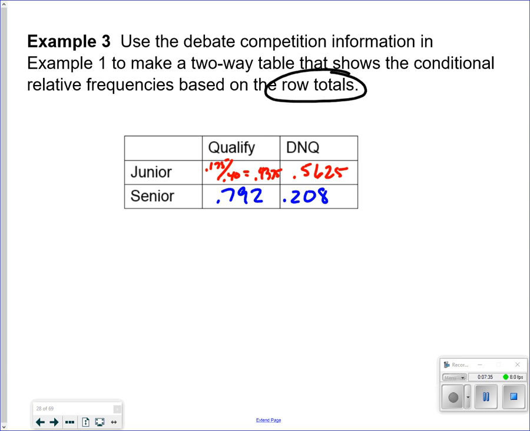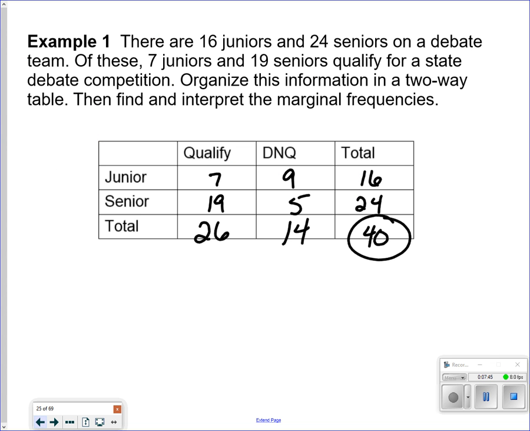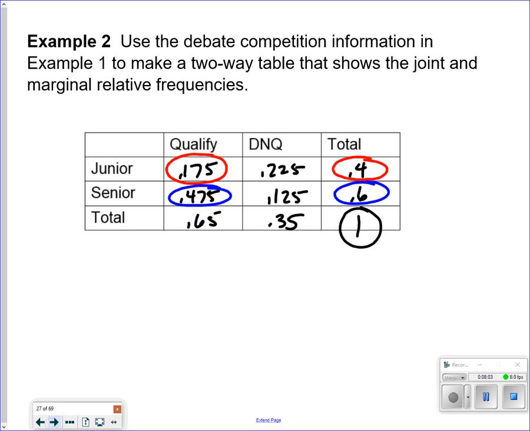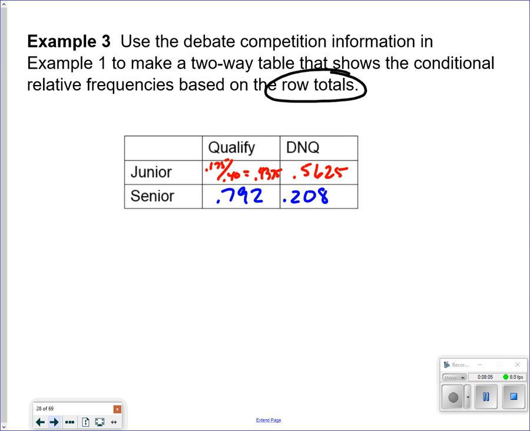So again, you're basing this out of the total number of seniors instead of basing this out of the total number of people. So to be honest with you, going all the way back here, you could also do like 7 divided by 16. So it's a question of how many juniors, what percentage of juniors qualified, or what percentage of juniors did not qualify. And that's what the conditional relative frequency gets you, is the percent of juniors only that did not qualify.